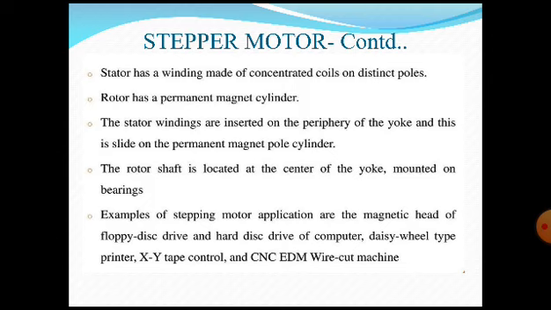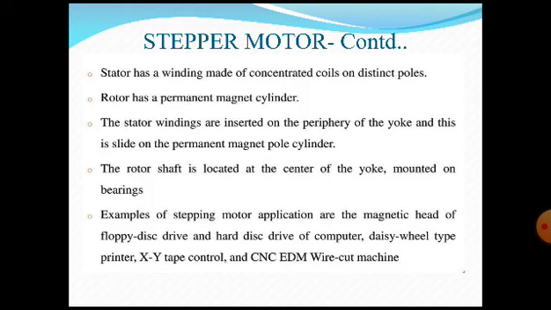Rotor has a permanent magnet cylinder. The stator windings are inserted on the periphery of the yoke, and this slides on the permanent magnet pole cylinder. The rotor shaft is located at the inner center of the yoke, mounted on the bearings.